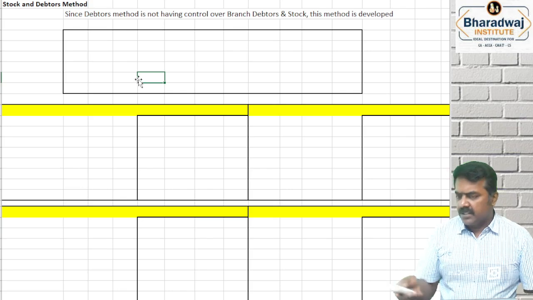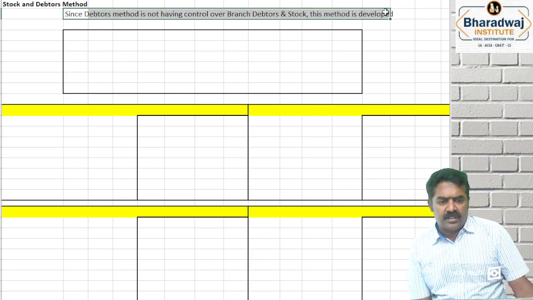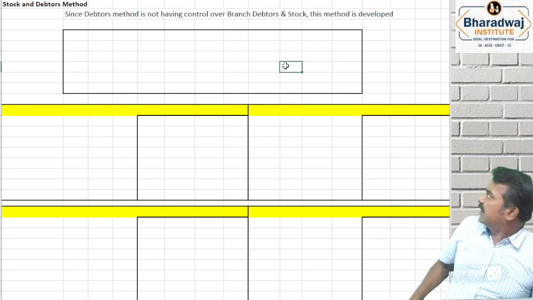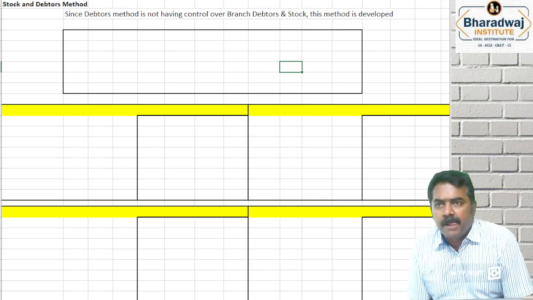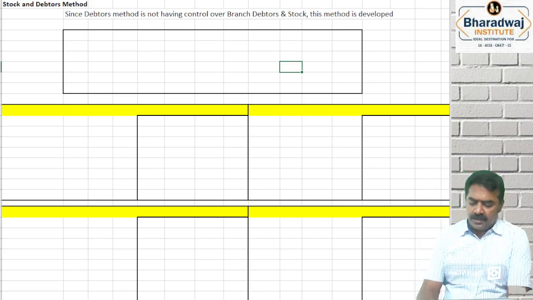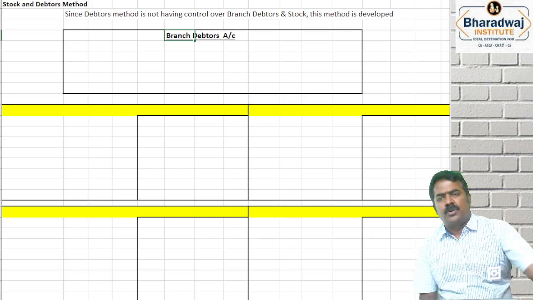What is the weakness of the debtors method? We are not having full control over stock and debtors. So we developed the stock and debtors method, under which you will maintain a debtors account. What is the debtors account? A normal debtors account.